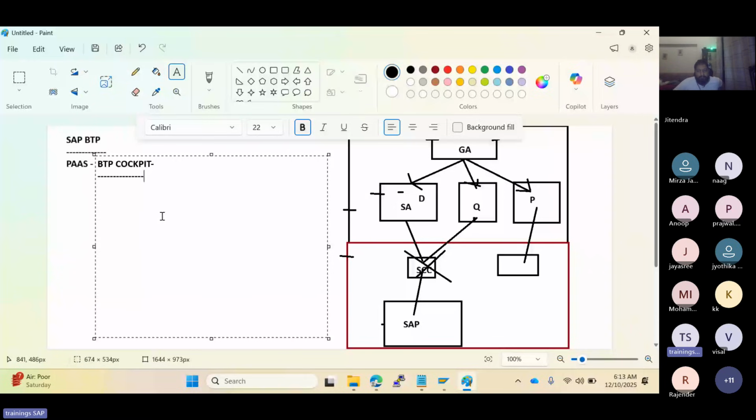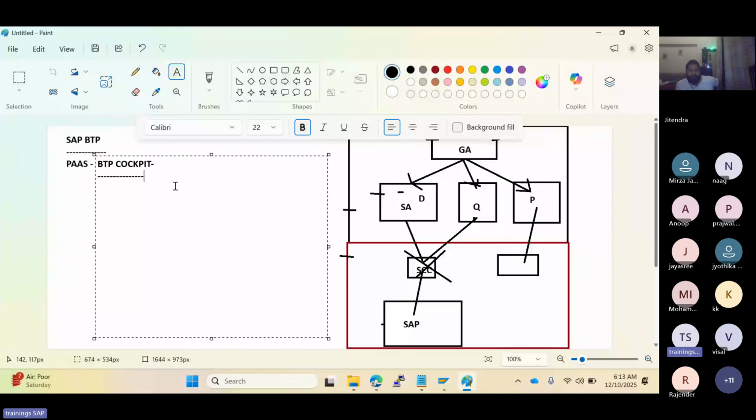So companies use the BTP cockpit for centralized management of all the global accounts, sub accounts, and everything. Security related operations, connectivity, destinations, deployment, everything we can manage here. Why? Because to manage the global account and sub accounts and their access, via BTP cockpit only you have to access it here.